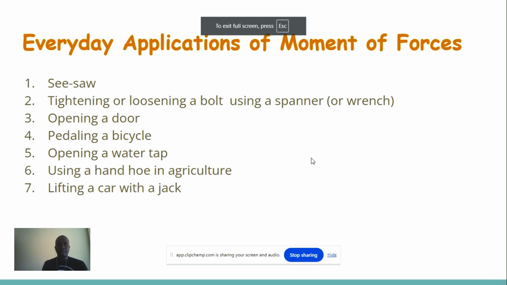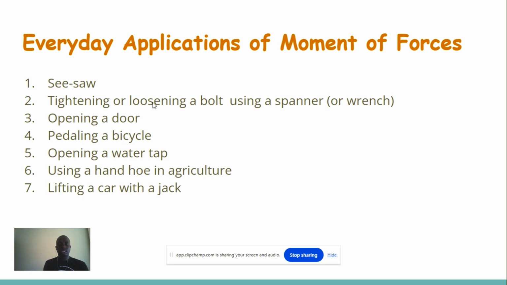Now we have examples that we can use. We can see these moments being applied in our daily life. The first one is a seesaw. We can see it most in nursery schools where we see some kids on one side, other kids this side. We have a spanner.